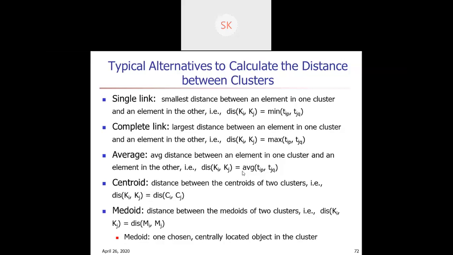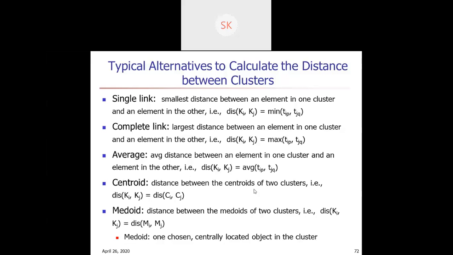Next is average. That is the average distance between an element in one cluster and an element in other cluster. So here Ki and Kj reflect your two clusters, right? And the average of the distance between an element in one cluster, that is tip, with respect to one cluster, and tjp, that is j with respect to the other cluster. That object from the average points of the other cluster, j cluster.